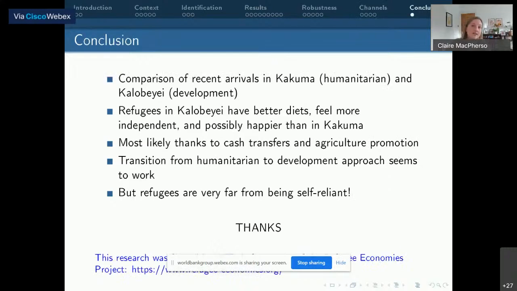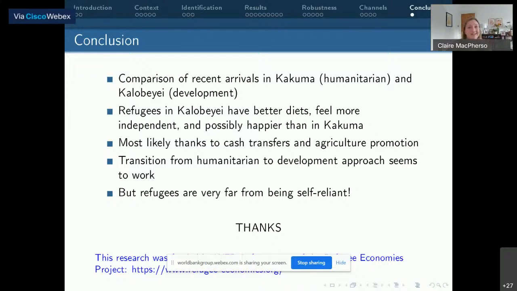So to conclude, our research exploited a regression discontinuity design to explore the relative effects of the two approaches to refugee assistance. The humanitarian approach is focused on care and maintenance, while the new development approach aims to foster refugee self-reliance by strengthening refugee economies. Our evidence from Kakuma and Kalobeyei suggests that the development approach yields better outcomes in terms of nutrition and subjective well-being and perceptions of independence.